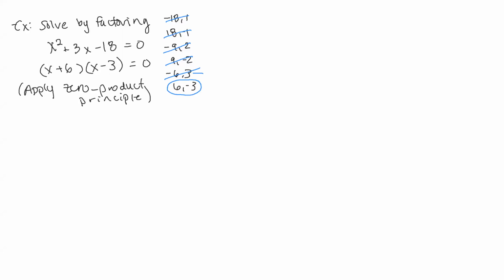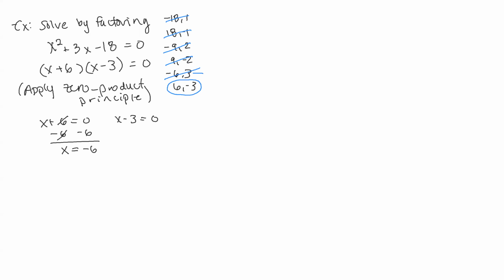All right, so we're going to apply the zero product principle, and the way we do that is we set each of our factors equal to 0. So I'm going to set x plus 6 equal to 0 and x minus 3 equal to 0. Because remember, if you have a product that equals 0, one or both of your factors has to be 0. So we just set them both equal to 0 and solve. So for the first factor, I have x plus 6 equals 0. I'm going to subtract 6 from both sides. 6 minus 6 is 0. x plus 0 is x. 0 minus 6 is negative 6.